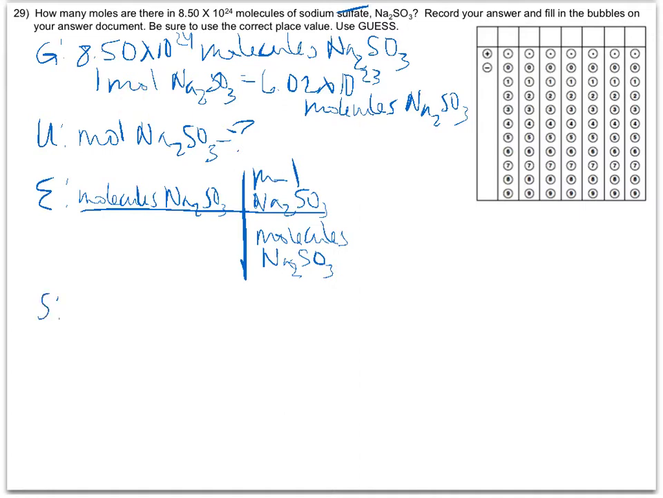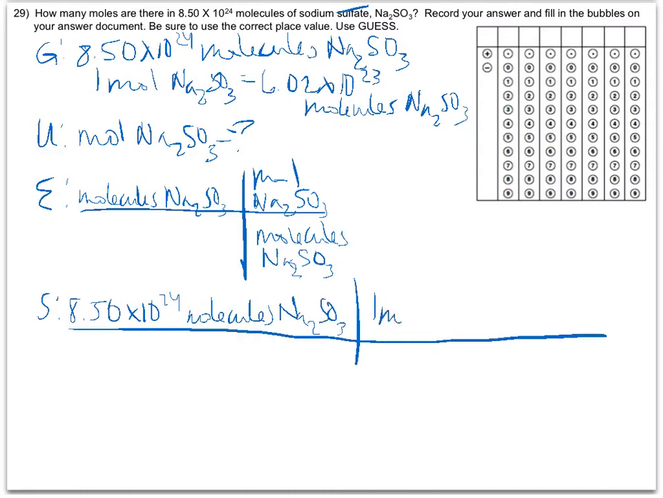So substituting in, we have 8.50 times 10 to the 24th molecules of Na2SO3 over 1 mole of Na2SO3, and we have 6.02 times 10 to the 23rd molecules of Na2SO3. Okay, so we have a number on top, a number on bottom. That means we just divide them.